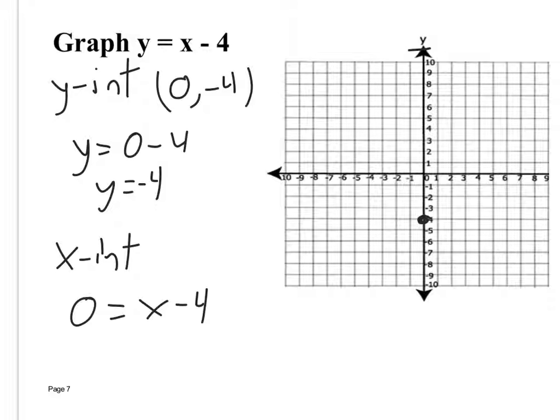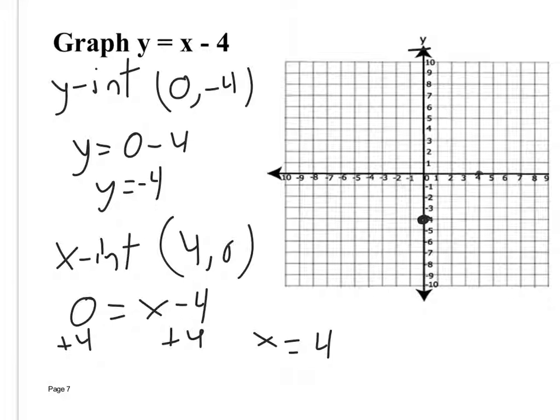First thing you've got to do is always look at what's being done to x. What's being done to x right here? You're subtracting 4, so how do I undo that? What's the opposite of subtracting 4? Adding 4. So I add 4 to both sides. Alright, so x is equal to 4. My x-intercept is at 4, 0. I put it on the graph, and I connect the dots.